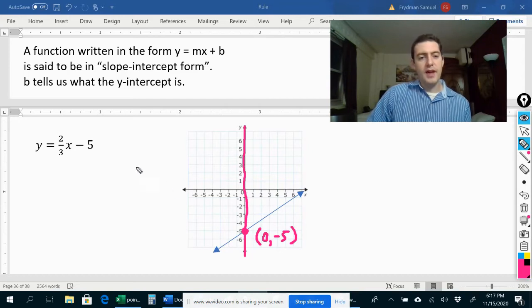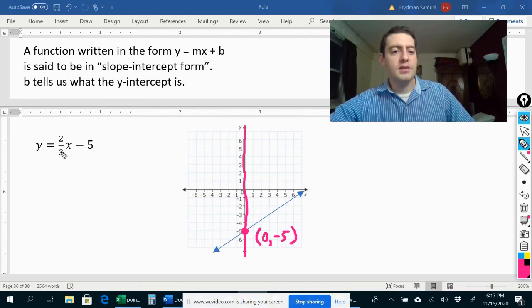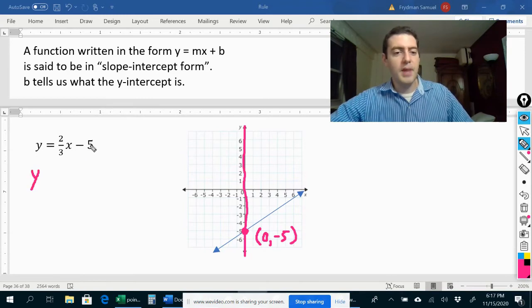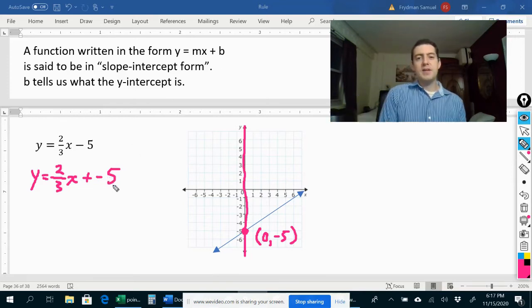I just want to point out that, look over here. We have a -5 over here and a -5 over here. That looks very suspicious, right? It's actually not a coincidence. If I rewrite this in exactly the form y equals mx plus b, I can change that -5 to plus -5, and write y equals 2/3 x plus -5. Then I can see that my b value is -5, and that tells me exactly what the y-intercept is. It tells me that the y value for the y-intercept is going to be -5.